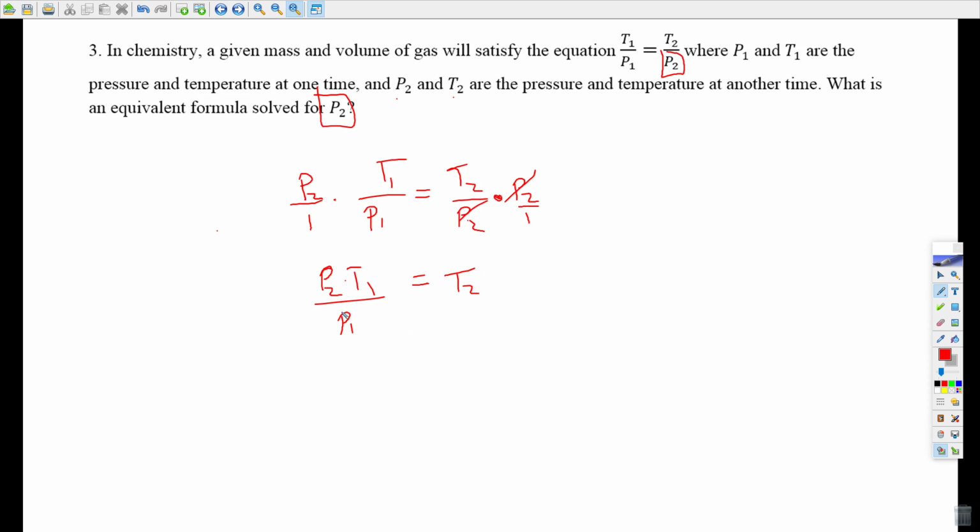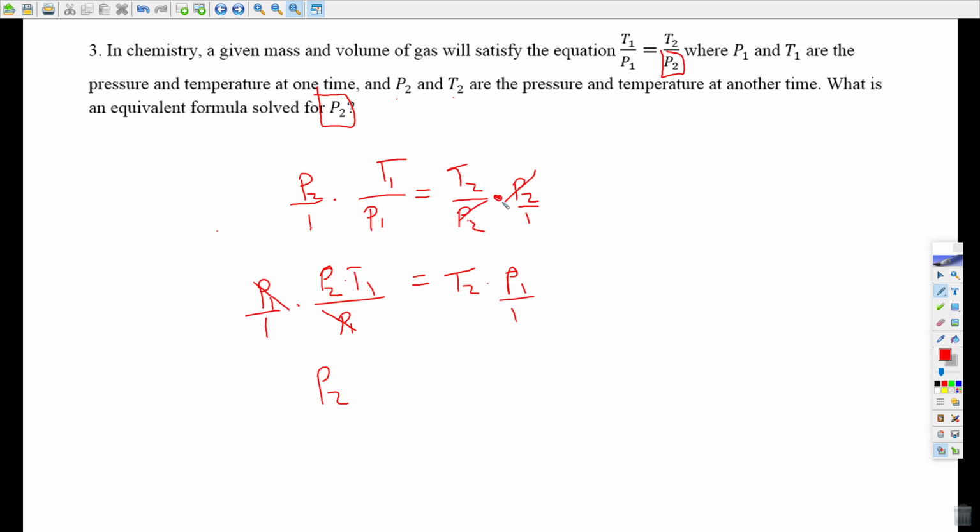So now we have some extra work. We're trying to get rid of P2's company. Now that we have P2 in the numerator, we can get rid of everything else. So to get rid of P1, we would multiply by P1 over 1 on both sides. So what happens here? They cancel.